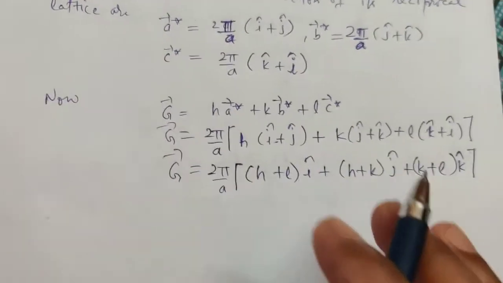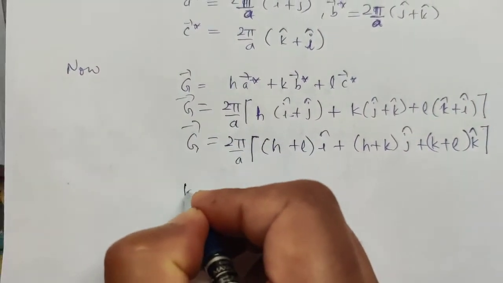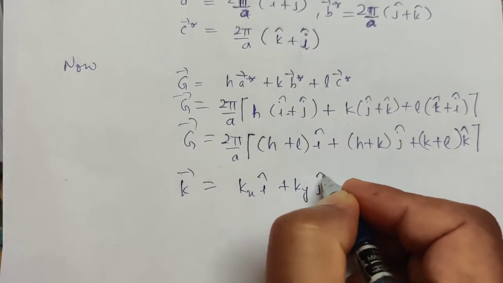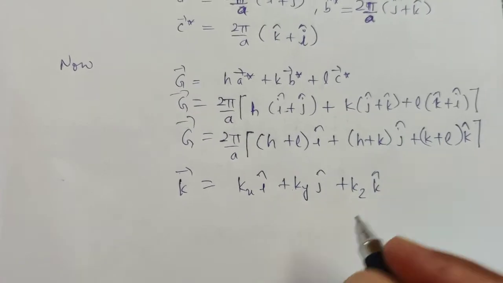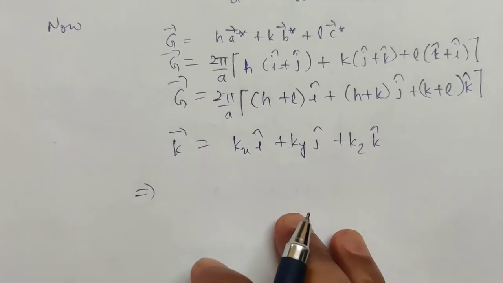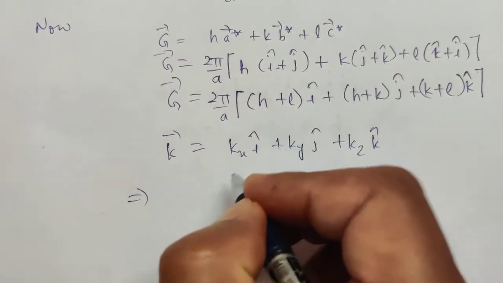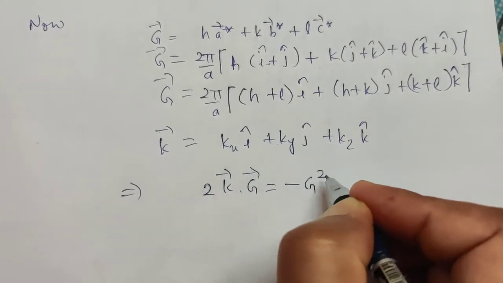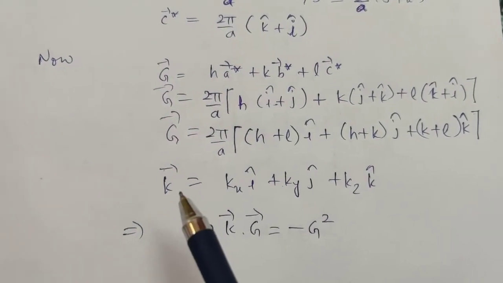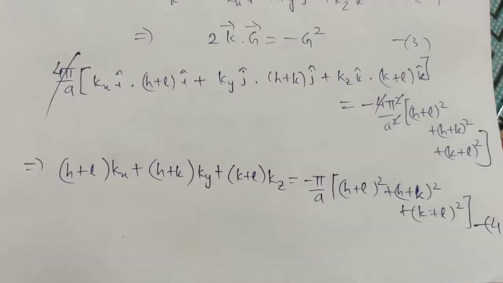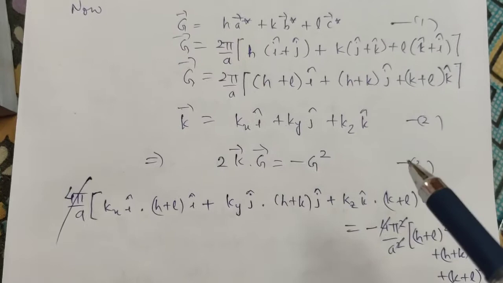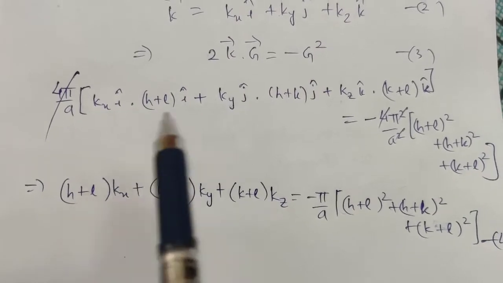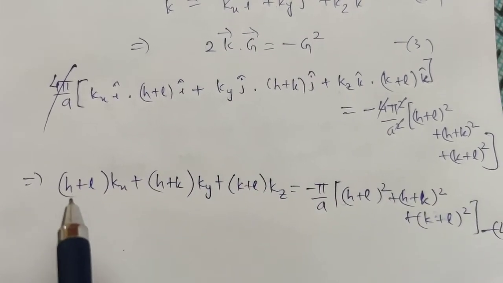Now what will be your wave vector K for the incident X-ray? This will be KX I plus KY J plus KZ K. Similarly, for Bragg reflection to happen, we will have this condition, Bragg's law in vector form: 2 K dot G is equal to minus G square. Now putting the values of K and G, that is equations 1 and 2, into equation 3, I have come across this result. By solving this, I have come across this beautiful equation.